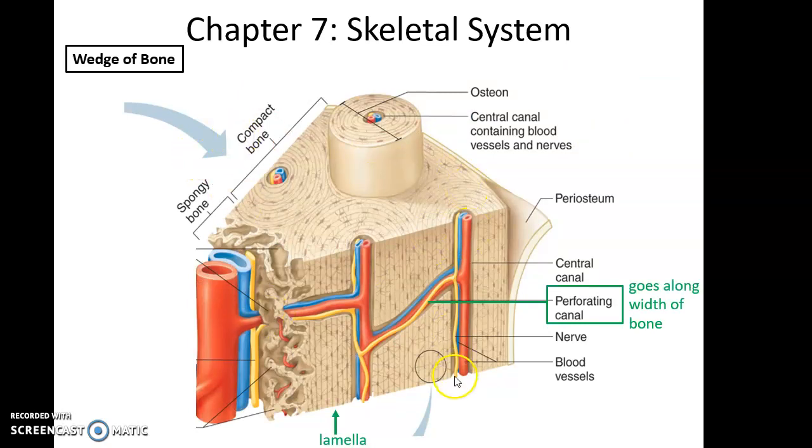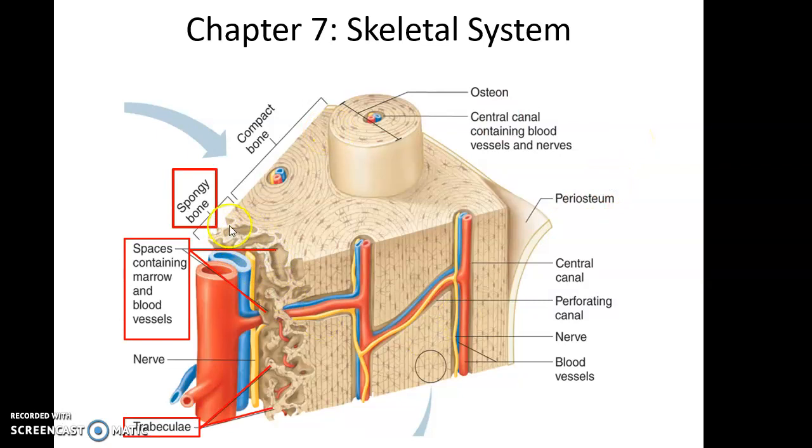All right. We also notice, looking at the bone wedge model, that there are tunnels or canals going along the width of the bone, and those are referred to as perforating canals. So they're carrying blood vessels and nerves along the width of the bone. And each of these sheets that are the concentric circles of the osteon, each one of those sheets of bone tissue is referred to as a lamella. So each thin sheet of bone tissue helping to form the bone is a lamella. So you have lots of concentric lamellae making up the osteon.